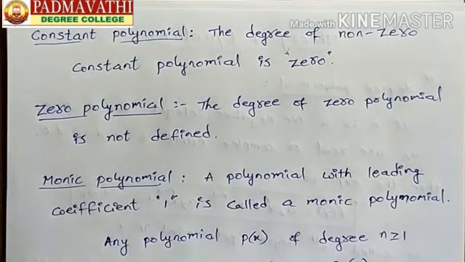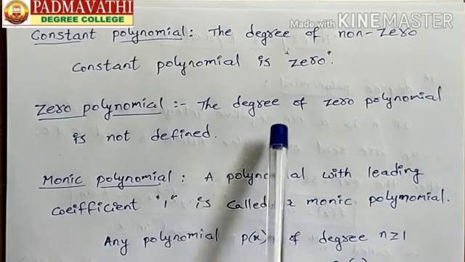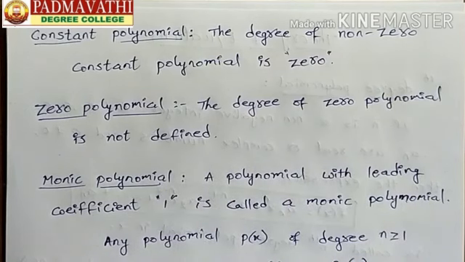And next, the zero polynomial. The degree of the zero polynomial is not defined. Why? Because the zero polynomial is the zero constant polynomial. The example is 0 itself: 0 into x, or 0 into x power n, or 0 into x power 5. In this case we can take any value of x, any power of x, and we multiply with the coefficient 0, so it becomes 0. So we cannot define the degree of the polynomial. That's why the degree of the zero polynomial is not defined.